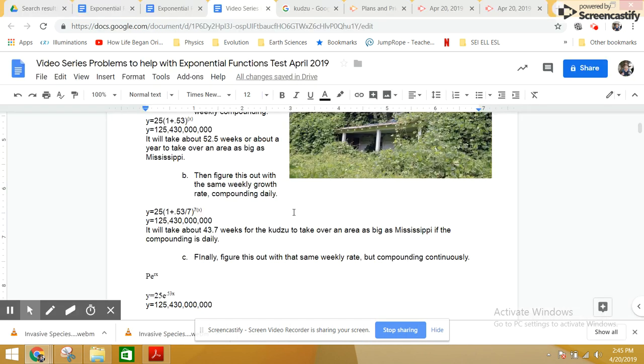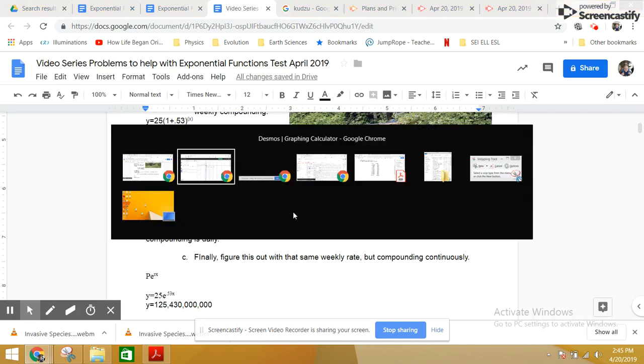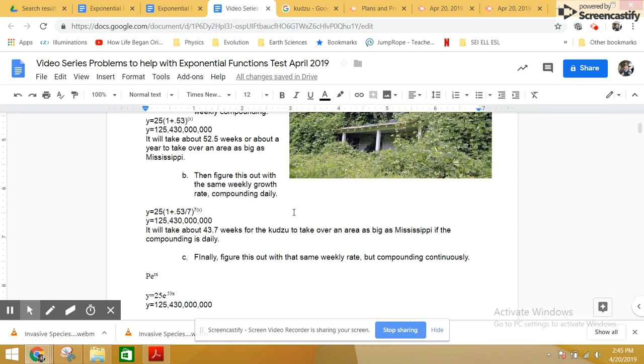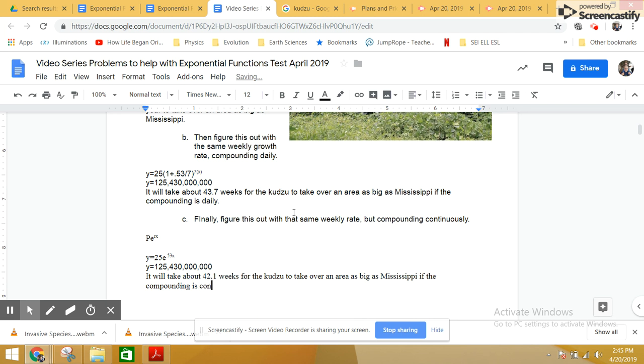square meters of area. Okay, it will take about 42.1 weeks for the kudzu to take over an area as big as Mississippi if the compounding is continuous. Now it's a weekly rate, continuous compounding, where X is weeks.